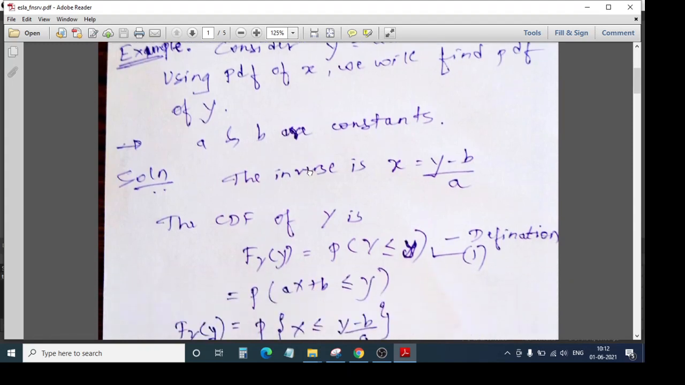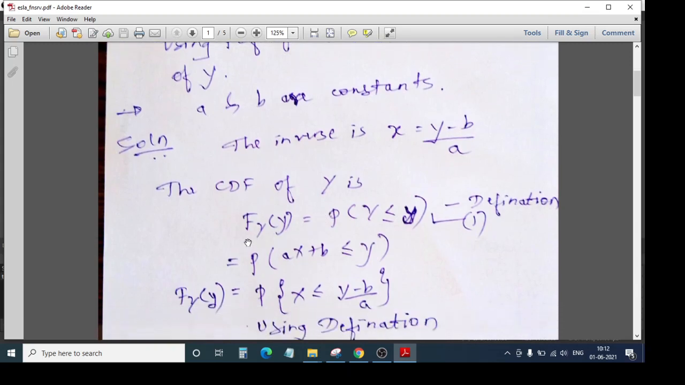Okay, next we need to find the pdf of y. You already know that by the definition, whenever any random variable becomes less than or equal to its variable, that is small y, then this is called a CDF. So the CDF definition is, if any variable, that is capital Y, becomes less than or equal to its own sample, that is small y, then such a function is called a CDF.